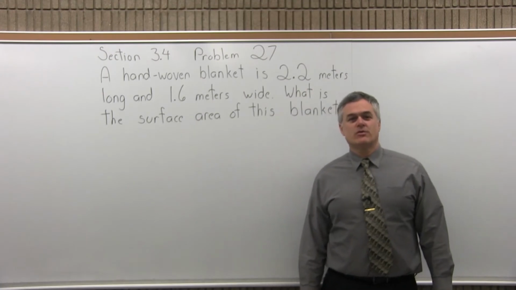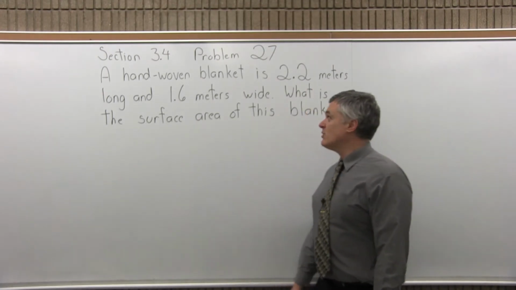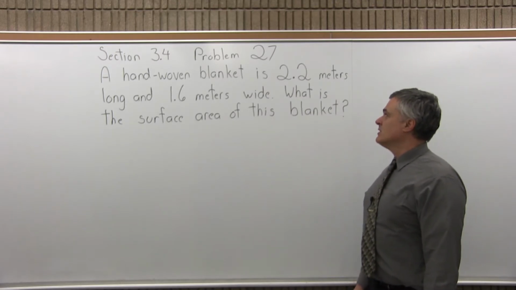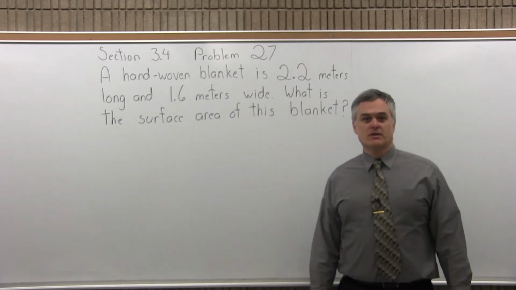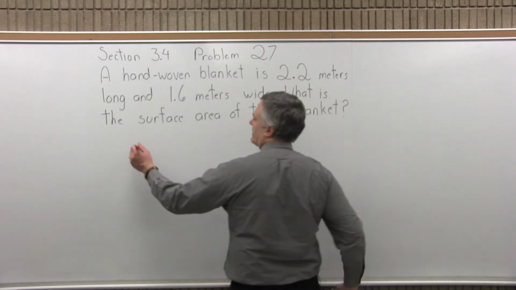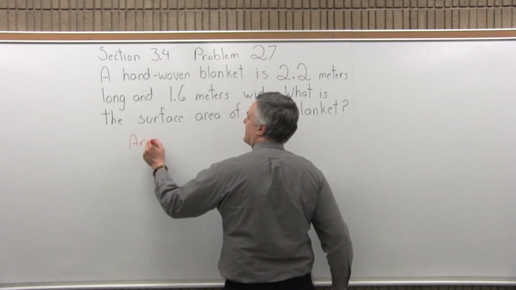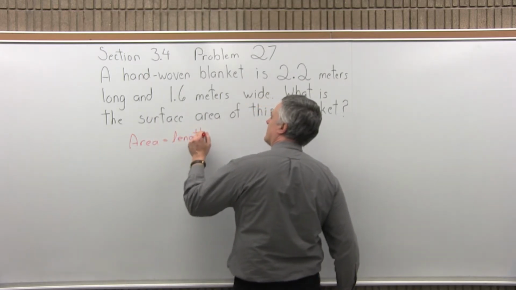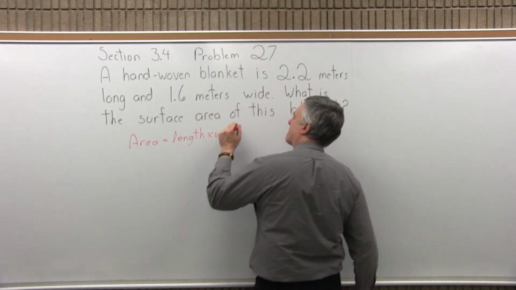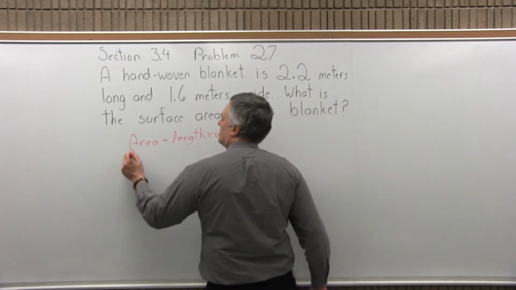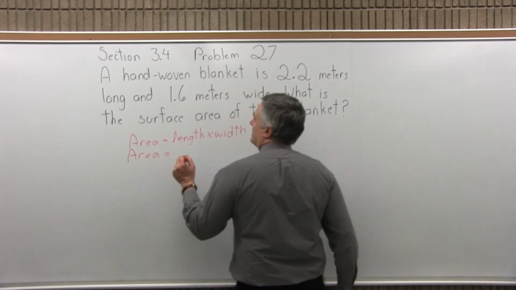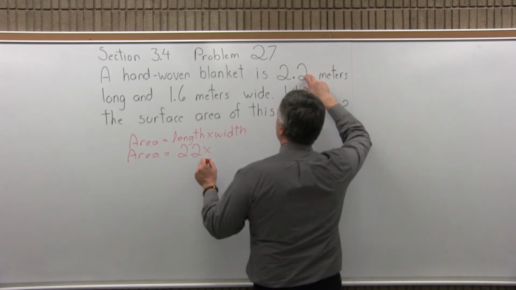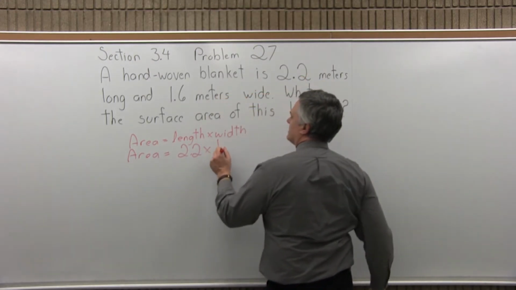This is Section 3.4, Problem 27. It says a hand-woven blanket is 2.2 meters long and 1.6 meters wide. What is the surface area of this blanket? So if we're looking for area, area equals length times width. So the area equals the length, 2.2 meters, times the width, which is 1.6 meters.